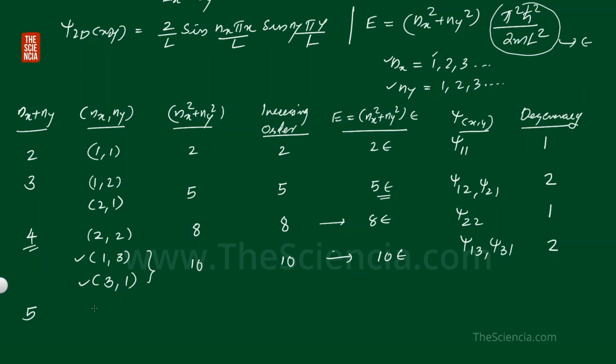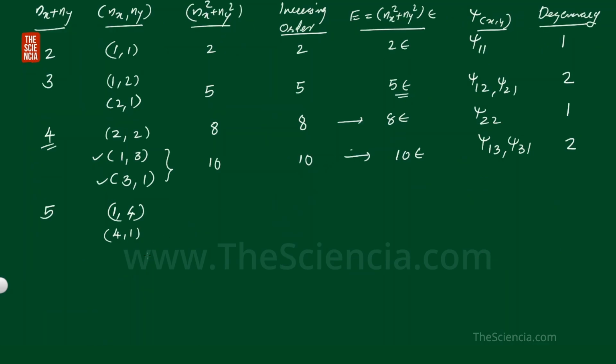You have to take 1, 4, or the other combination 4, 1, or the other combination 2, 3, and the other combination is nx equal to 3 and ny equal to 2. Is any other combination possible? No. Now we have to find nx square plus ny square for these combinations. For 1 and 4, it is 1 square plus 4 square, that is 17.